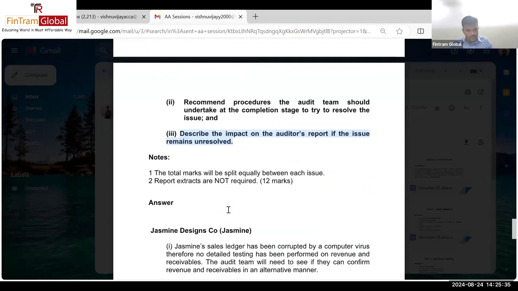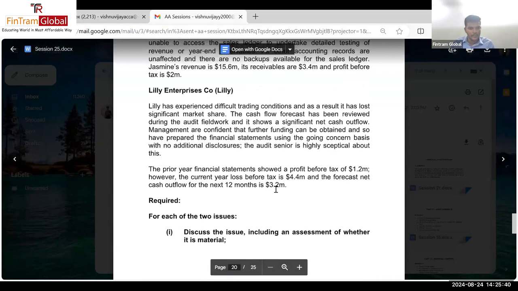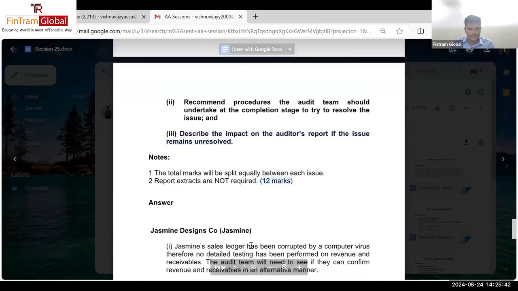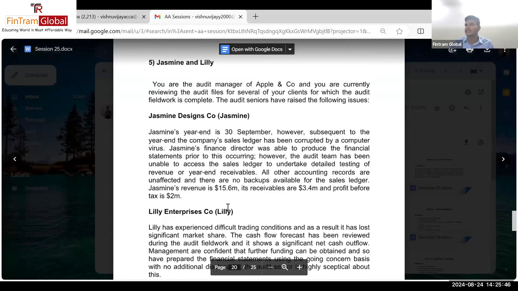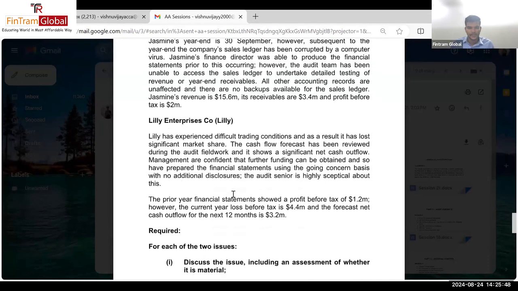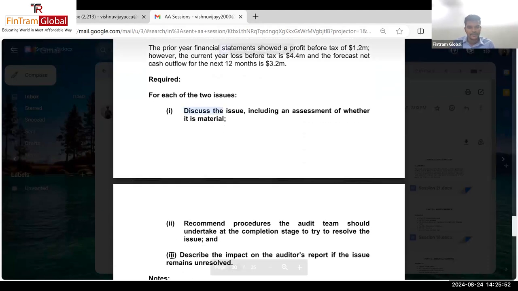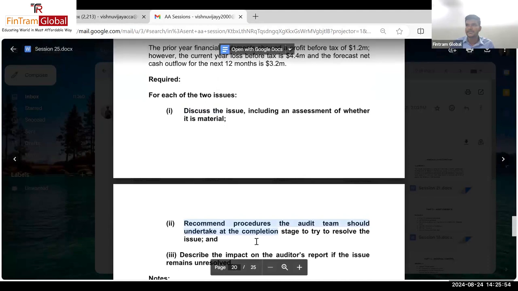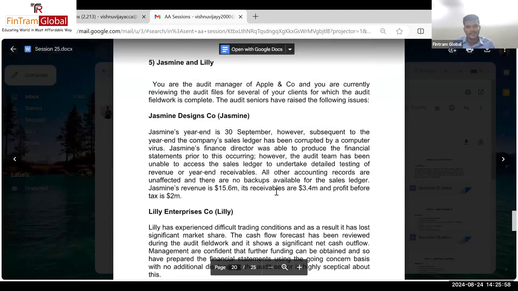So this particular set of questions is for 12 marks, right? And there are two issues as well, so 6 marks each. That's basically how you should plan that particular issue. That effectively means that for each of these points, you'll have 2 marks each. So split it that way. Now let's discuss what the issues are.